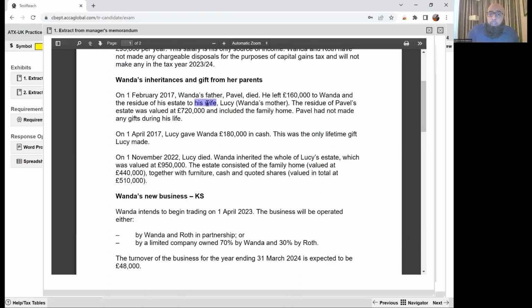So here it is also given the residue of the estate to his wife, Lucy, who is Vanda's mother. Pavel died, he left 160,000 to Vanda and the residue of his estate to his wife, Lucy. Now, there is a hint of the transfer of nil rate band topic. You must be thinking, where is that? Whenever the question talks about the death of a spouse, you always have to think about the transfer of nil rate band issue.